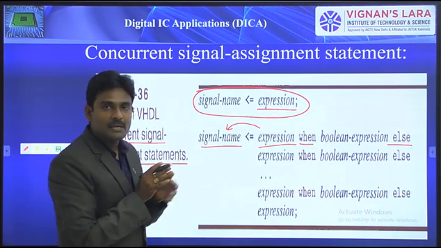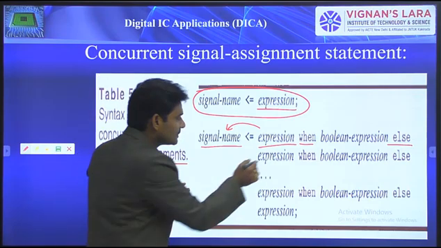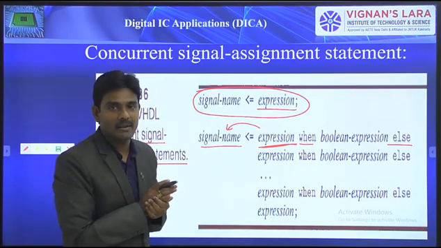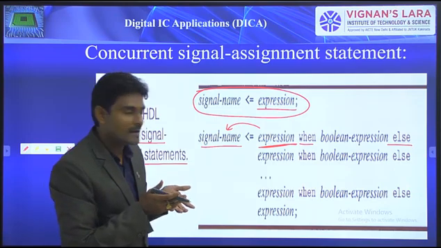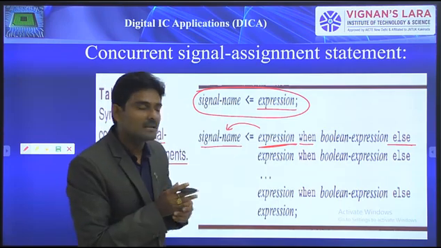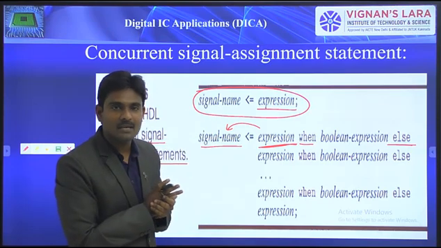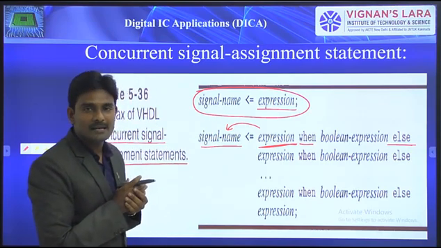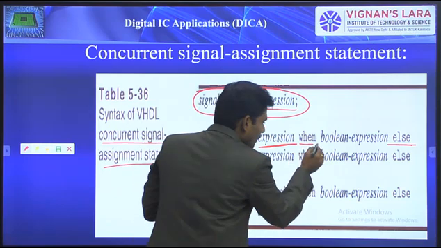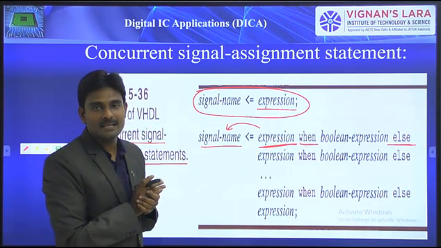So unlike the previous one, here we are going to verify the condition. If it satisfies that condition, then only we assign the expression value to that signal name. If the condition is not satisfied, then at the else we are supposed to mention another value, and that else value is assigned to the signal name. That is what happens in the second model within the concurrent signal assignment statement. Using the when and else keywords, we can achieve that, and this is how the syntax looks.